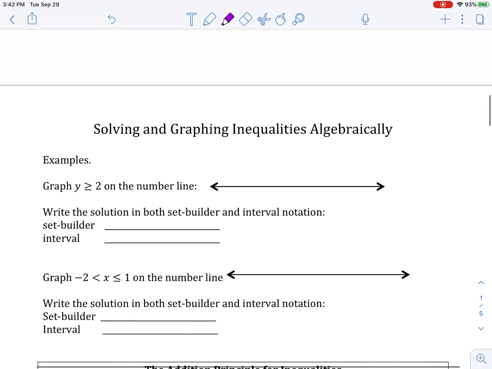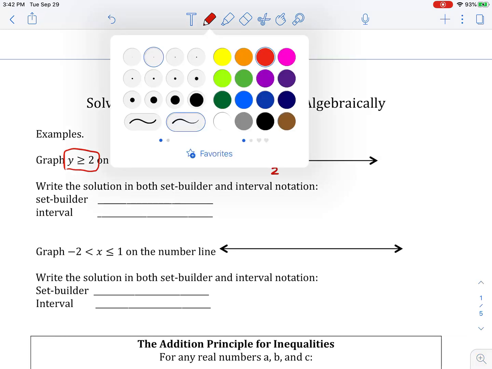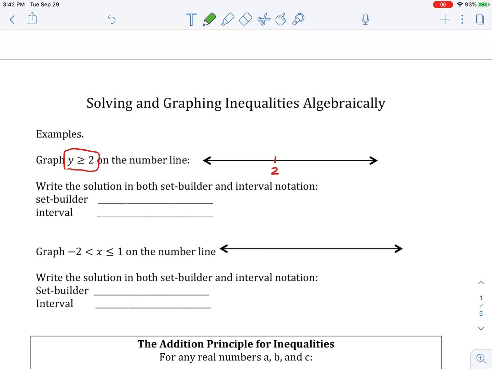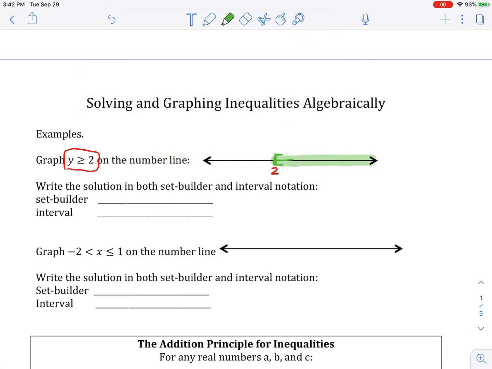Let's see if we can write some inequalities in interval notation, right? So if we were going to graph the solution y is greater than or equal to 2 on the number line, we would have the number line with 2. Since 2 is included, we're going to use a hard bracket. And since it's greater than 2, we're going to be shading off to the right. So we're going to use a hard bracket at 2, and I'll shade off to the right, kind of like that.